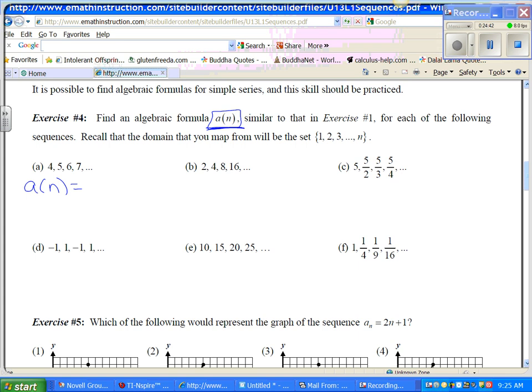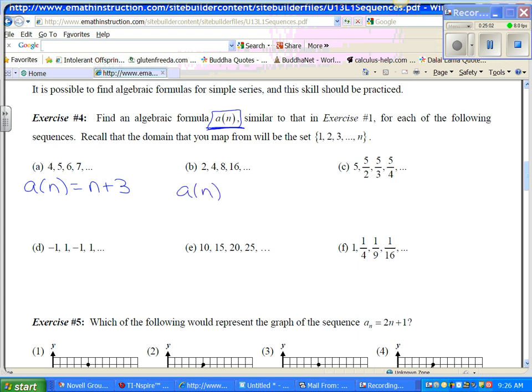Say it again. 3 plus n, or n plus 3, right? Will that work for me? Yeah, a of 1 is 1 plus 3, which is 4. A of 2 is 2 plus 3, which is 5. A of 3 is 3 plus 3, which is 6, so on and so forth. So that works. That's perfect. Nice job. All right, so let's see if you can come up with the next formula.